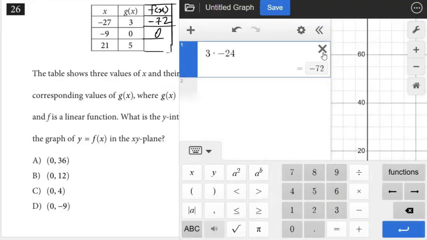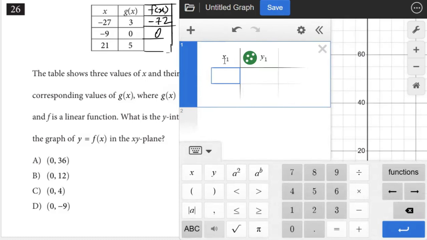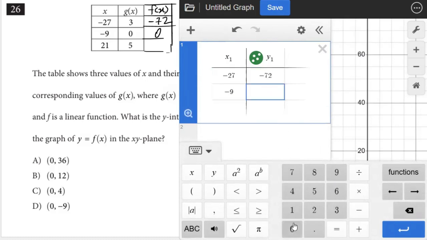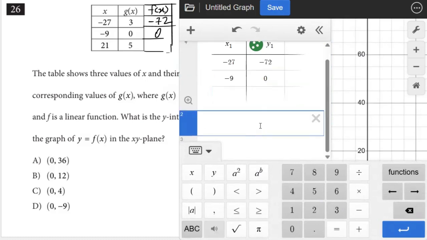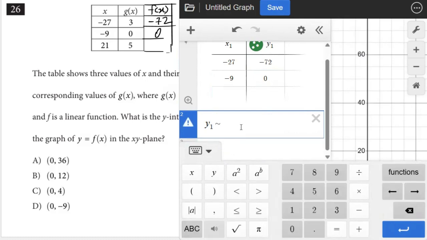So I'll show you now how to get the equation of a straight line in Desmos. You've got to be careful with this. First, you will add a table. This shows me x1 and y1. If this is negative 27, the y1 value is going to be negative 72. Similarly, the next one is negative 9, and this shows me a 0. I know the equation of a straight line is y equals mx plus c, but instead I will put y1. And instead of the equal sign, go to ABC and press this symbol, because this is going to approximate the equation of the line.